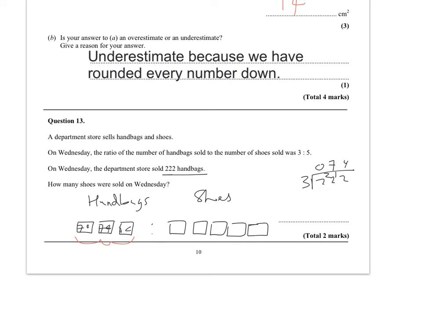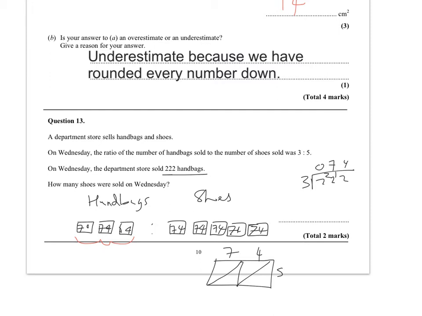So each of these boxes are going to be 74 too. So we'll have 74 5 times. So we need to multiply 74 by 5. You can use whatever method you like. I'm going to use the Gelosia method for this. So we've got 74 times 5.